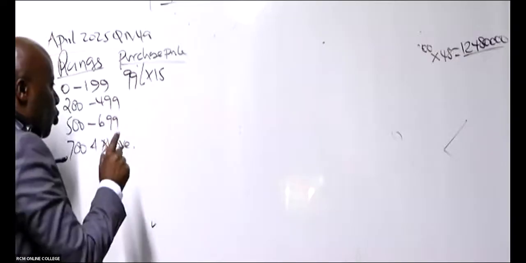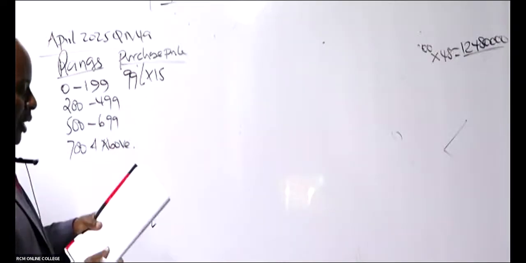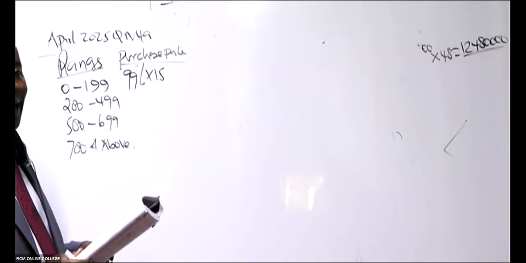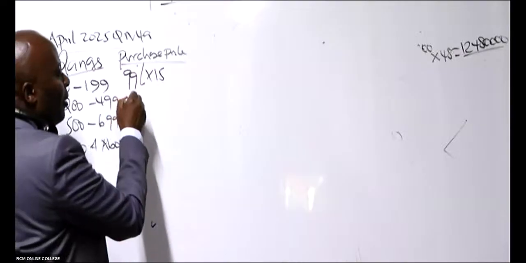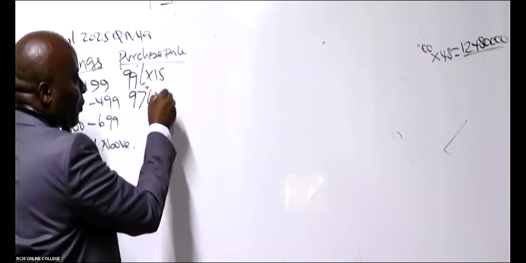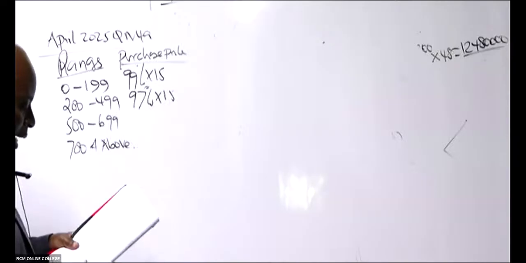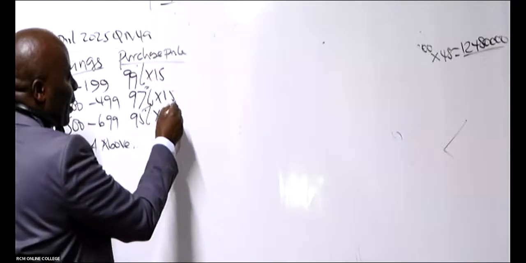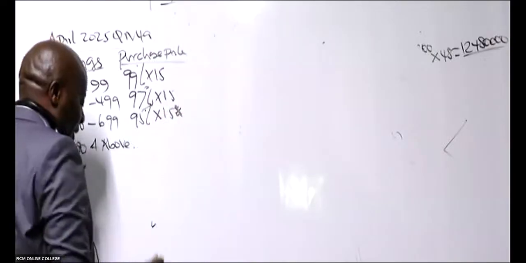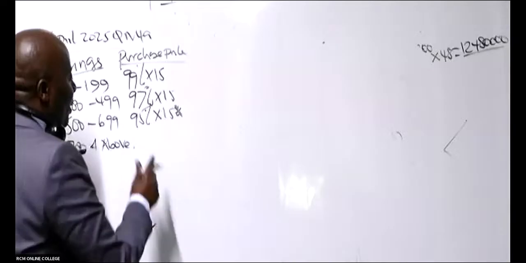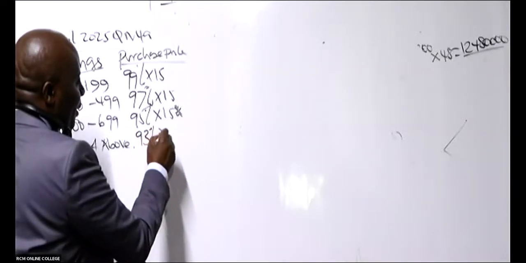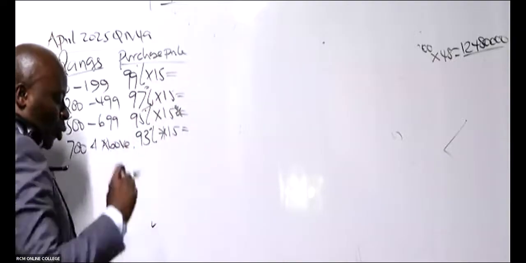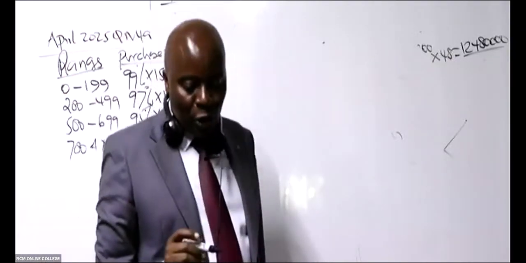Now, can we kindly continue? How about this other class? The discount is 3%. So 3%, it means we procure it at 97% of 15. The other one, I can see 5%, meaning that I procure this at 95%. The other one, I can see 7%, which means that I procure this at 93%. That is a very good step that a very good student should have gone through to be able to get some few free marks.